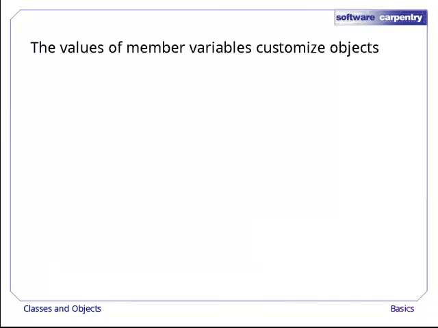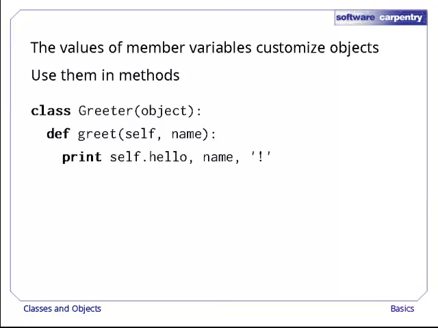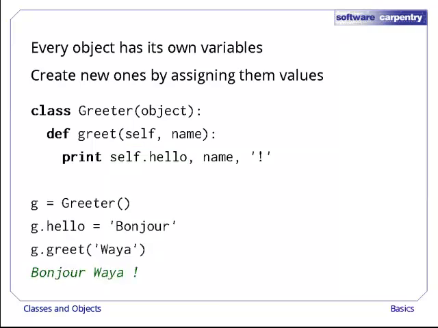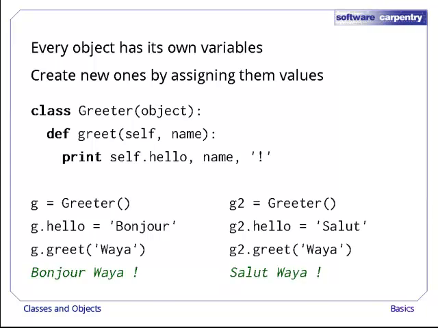As you can see, giving different values to different objects is a way to customize them, because the methods in each object's class can rely on those values. Here's an example. This greeter class has a greet method that looks very much like the one we wrote before, except it relies on a member variable called self.hello. If we create an object of this class and then create that member variable, the call to the method prints out the whole message. If we create another object and give its member variable a different value, we get a different message.